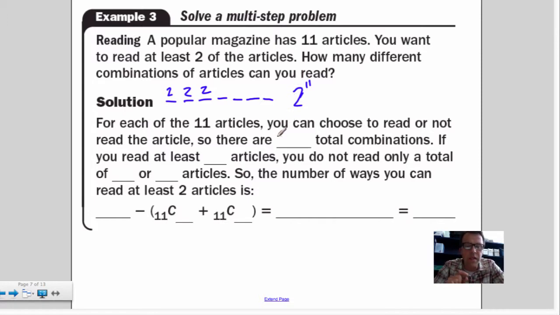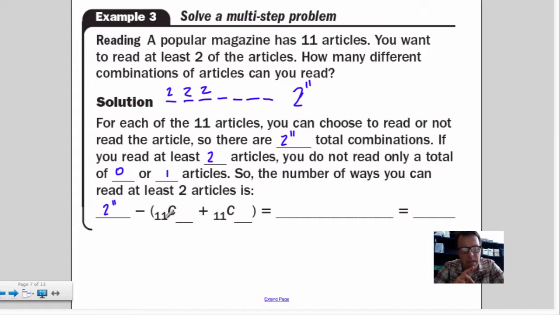So for each of the 11 articles, you can choose to read or not read the article. So you get to choose between yes and no, or read or not read, and you get to do that 11 times. So what you want to do is take away the cases where you're not reading. So this is 0 and 1, right? And so you say, okay, if I could read all 11 articles, that could be the case where I say read, read, read, read, read.